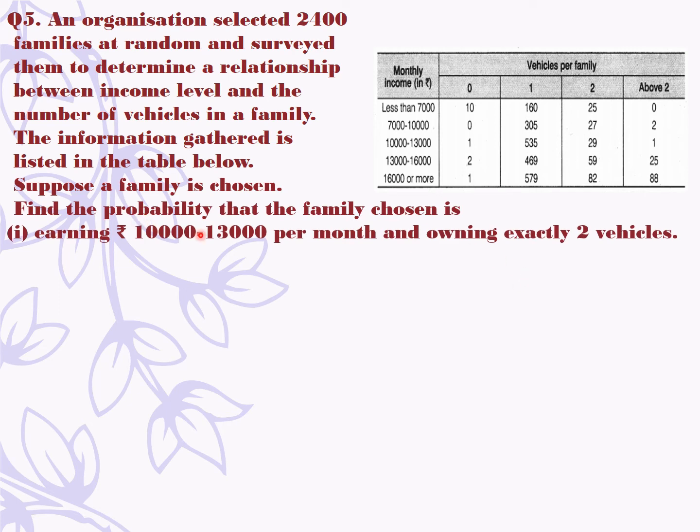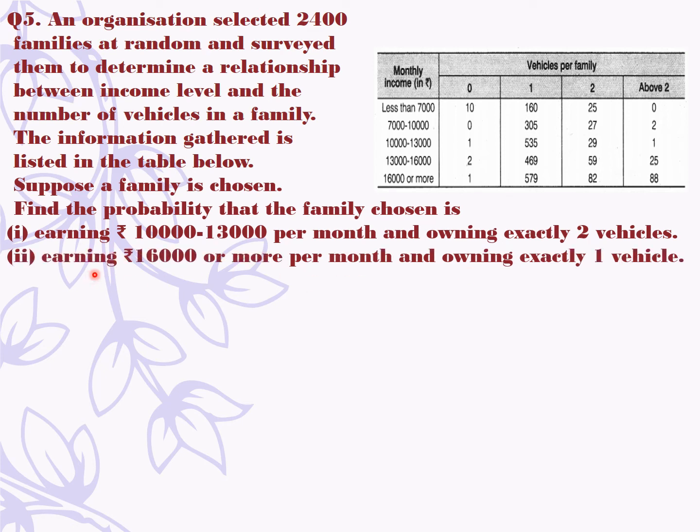Suppose a family is chosen. Find the probability that the family chosen is, number 1, earning 10,000 to 13,000 per month and owning exactly 2 vehicles. So both the conditions should be satisfied. Second one is earning rupees 16,000 or more per month and owning exactly 1 vehicle. So from the given data we can see the total number of families surveyed, or the total outcome, is 2400.